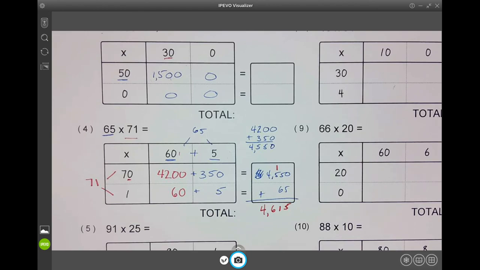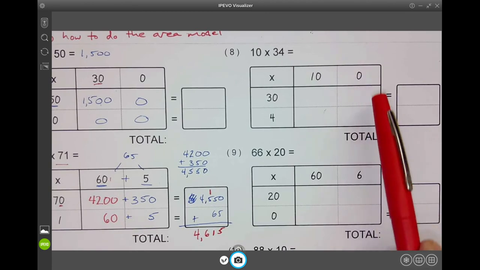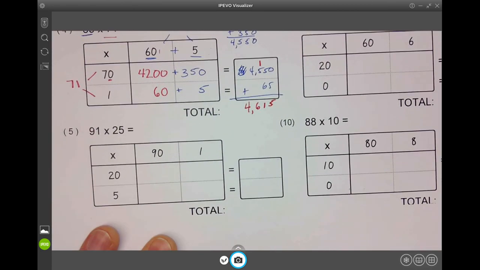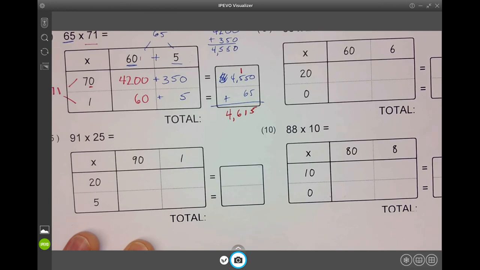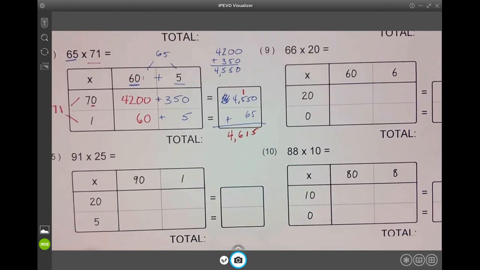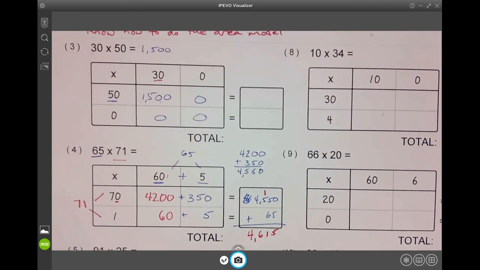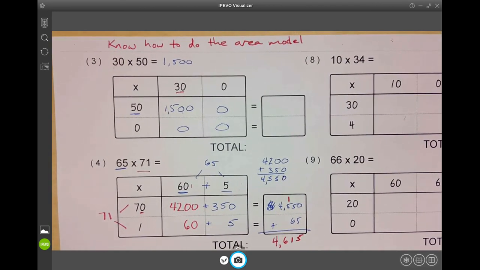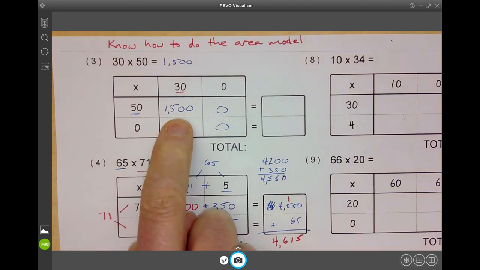I've done a couple for you. Remember, there are a bunch of zeros. A lot of this is going to be pretty easy. You just have to do the other 4 on this paper. So there you go. There's Friday's math. That's how to do the area model without the grid. We're just putting the answers in the boxes.